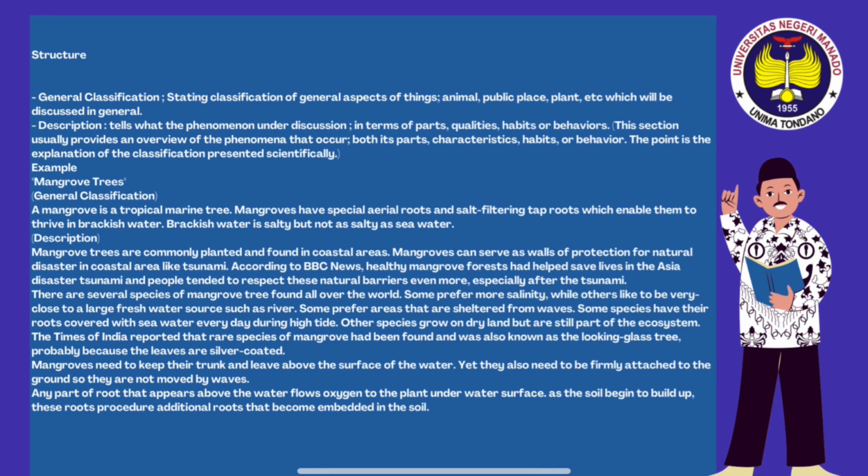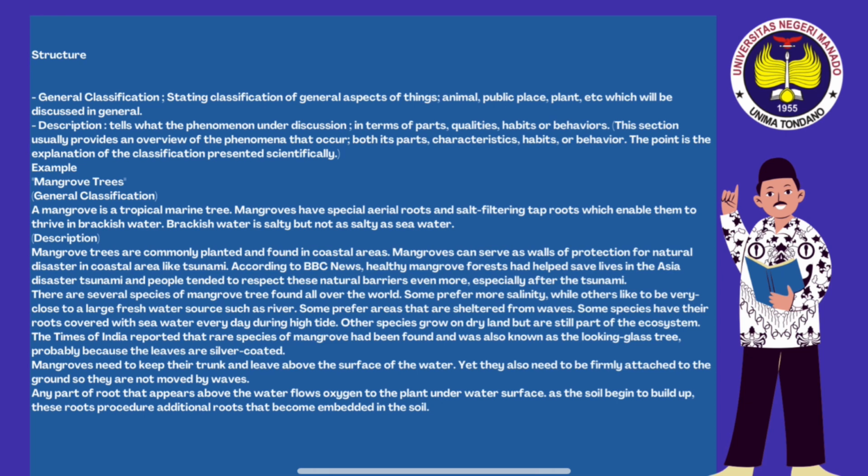Example: mangrove trees. General classification: a mangrove is a tropical marine tree. Mangroves have special aerial roots and salt-filtering taproots, which enable them to thrive in brackish water. Brackish water is salty but not as salty as seawater. Description: mangrove trees are commonly planted and found in coastal areas. Mangroves can serve as walls of protection against natural disasters in coastal areas like tsunami.